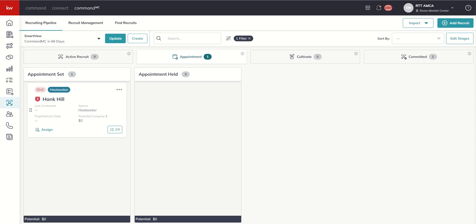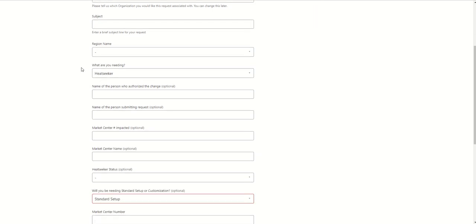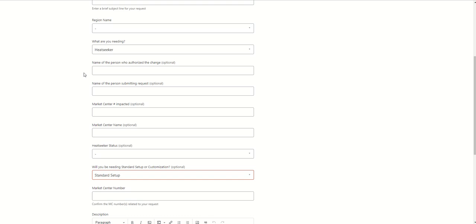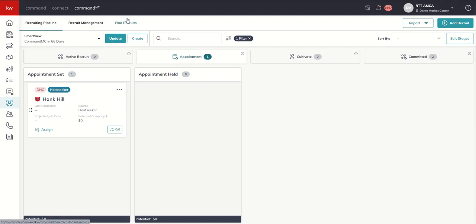I did want to show you the request. I apologize. I had that on the screen. I was just busy talking. This is the RTT request, and you can see we need to put in who authorized the change, who's submitting it, what your market center number is, market center name, and then we've got some standard setup and some customization setup. So that's where we would go in and put in either your zip codes, your new radius, your new geographic center of your market center. Again, an email to your regional technology trainer will get that process rolling.